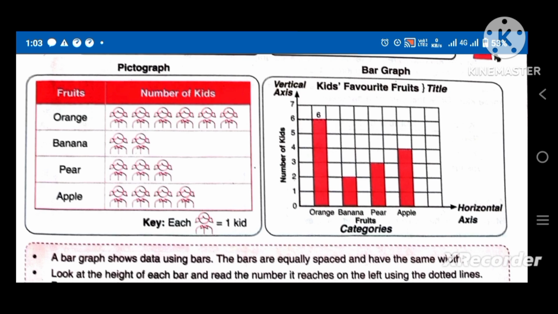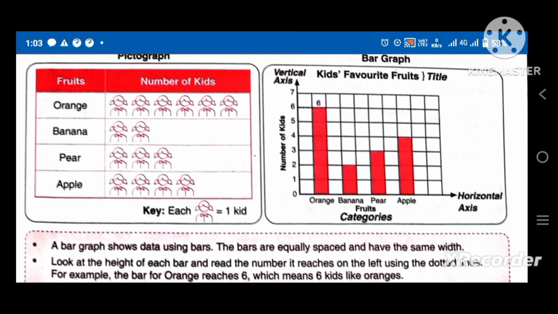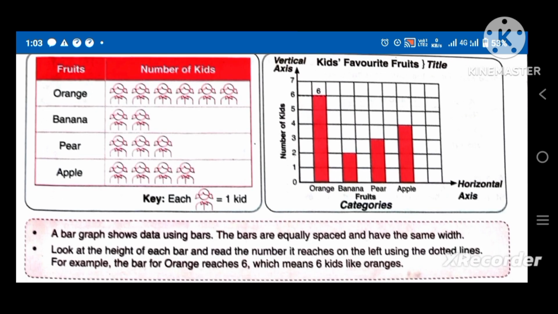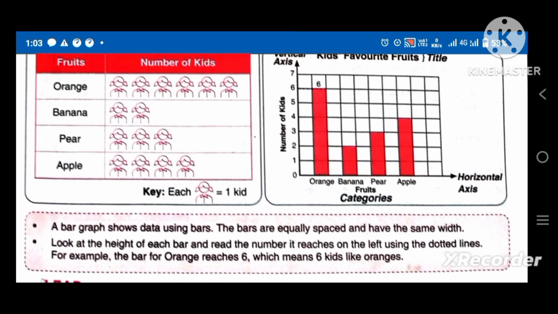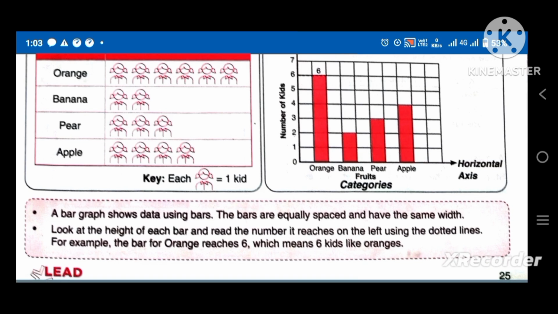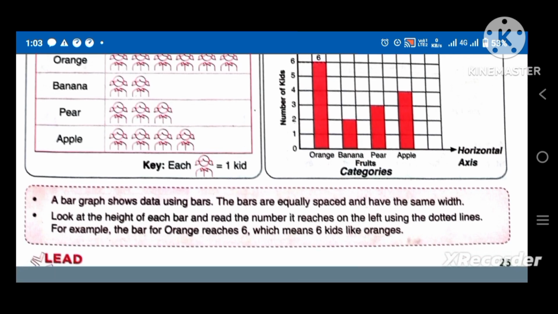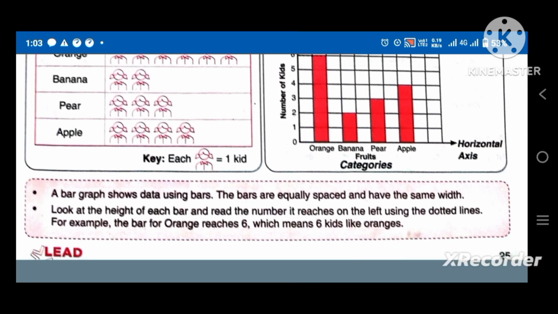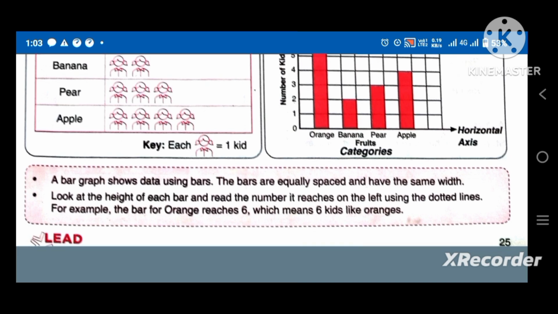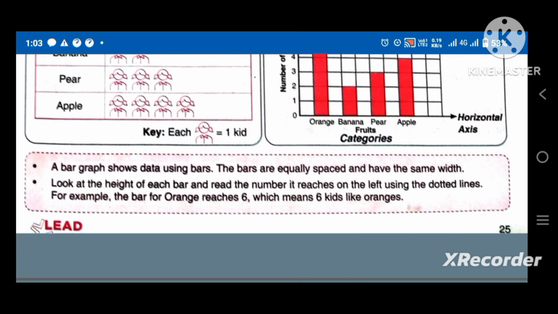We draw rows and columns. In the rows, the fruits are there: orange, banana, pear, apples. We can write horizontally, and in the column axis we write number of kids 1, 2, 3, 4. We write the numbers. Here the orange is 6, banana 2, pear 3, apples 4.